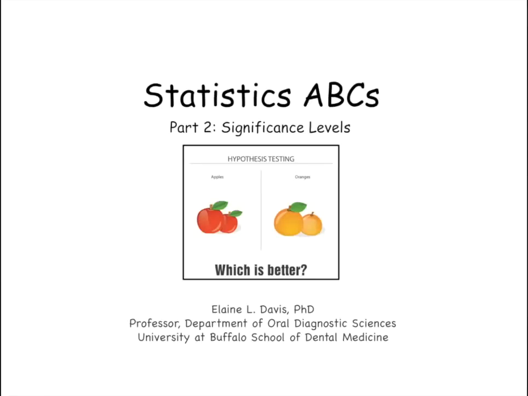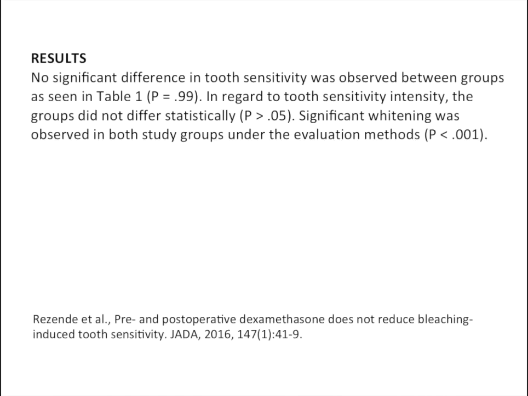This second video on statistics basics focuses on significance levels. A study of the effect of a corticosteroid on bleaching-induced tooth sensitivity found no significant difference in tooth sensitivity between the corticosteroid group and a placebo group, but found significant whitening for both groups.